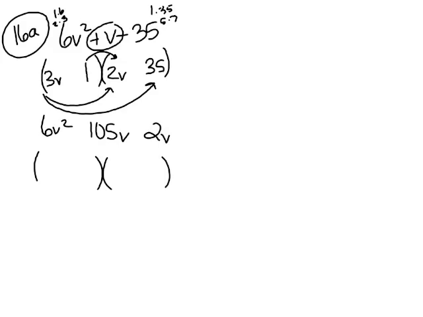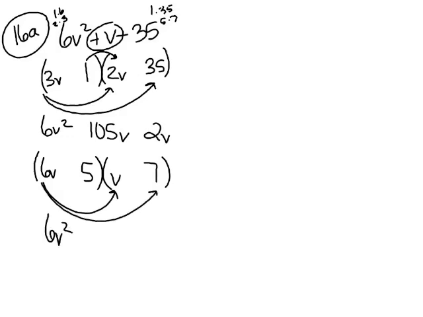How should we set it up this time? I think we got the wrong numbers to begin with. It should be 1 and 6. You want to try a 6v and a 1v? Then do the 5 and 7. So 6v times v is 6v squared. 6 times 7 is 42v, and a 5v and a 35. I still can't get a 1v with 42 and 5. So is it prime? I don't know.